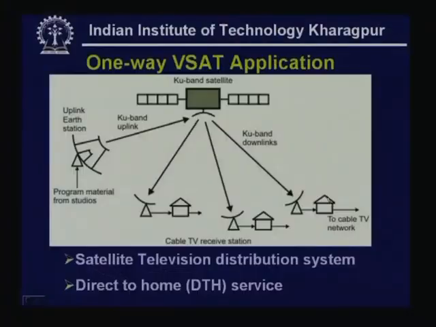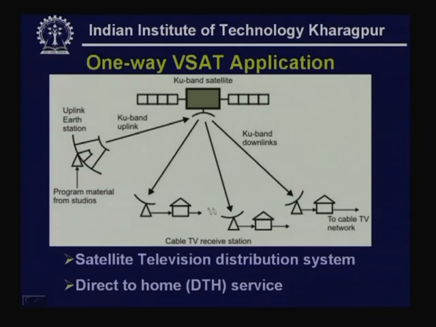It is used for broadcast satellite service. Whenever something has to be broadcast, this type of simplex communication can be used. For example, as we shall see, the satellite television distribution system uses this type of one-way communication. Here is the studio of Doordarshan, and here is the uplink earth station, which uplinks the signal using the Ku band. Then the satellite sends it to a number of cable TV service providers. The cable TV service providers have antennas located at their place, and then the cable TV operators distribute the television signals to a number of houses.